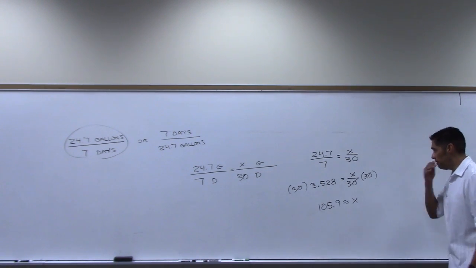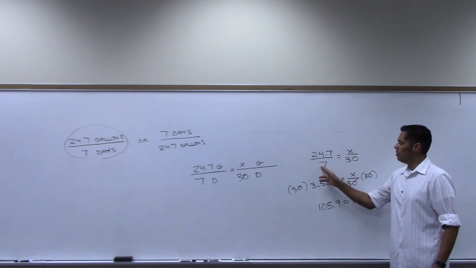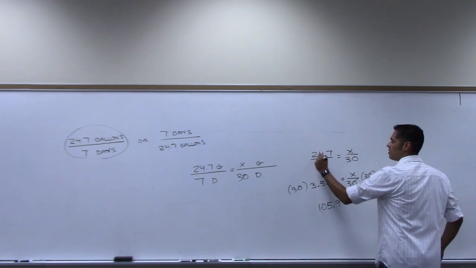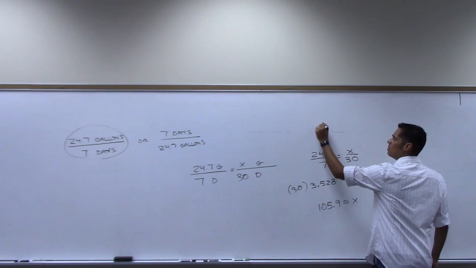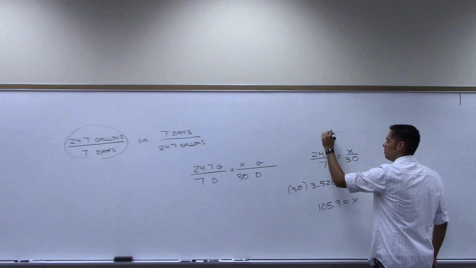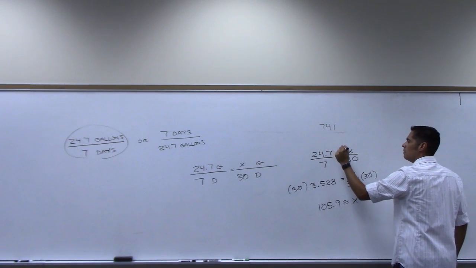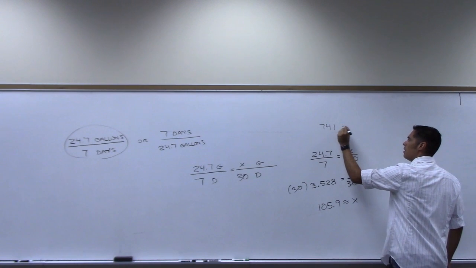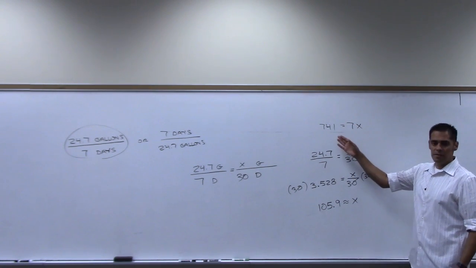Instead of doing all that, can you just cross multiply and divide? Well, yes you can, but why cross multiply? If you multiply, what are you going to get? You're going to do this times this, right? What number did you get when you did this times this? 741. Close enough? Equals 7x? Yes? Then you divide through by 7.